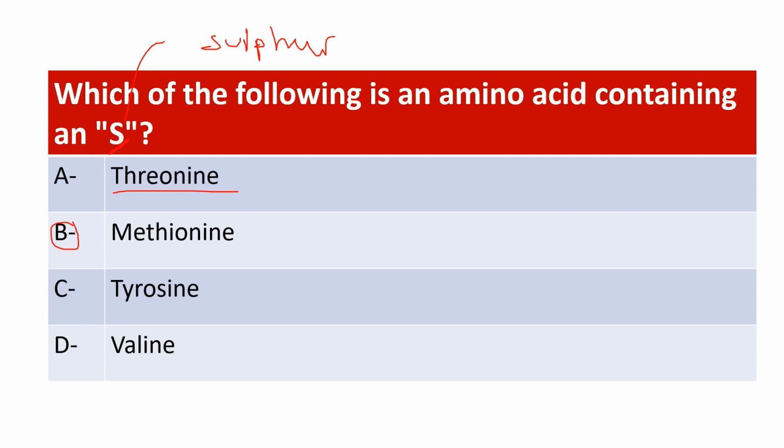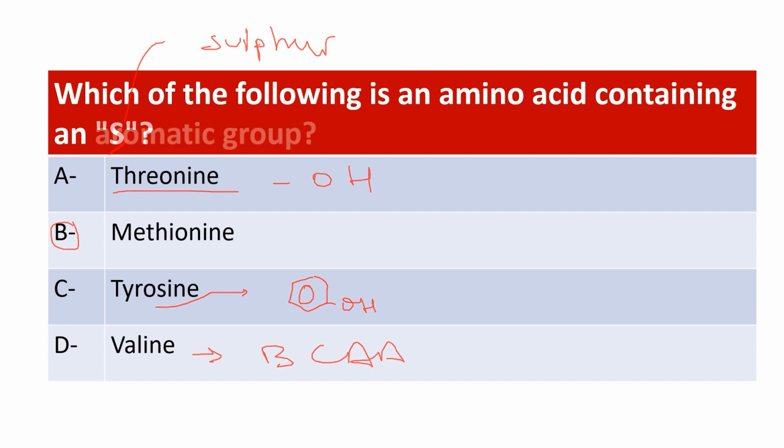Threonine is an amino acid carrying an alcoholic group. Tyrosine is an amino acid carrying an aromatic group, actually the phenolic group. And valine is an amino acid having a side chain. It's a branched chain amino acid.